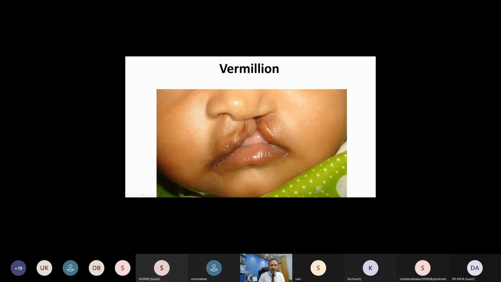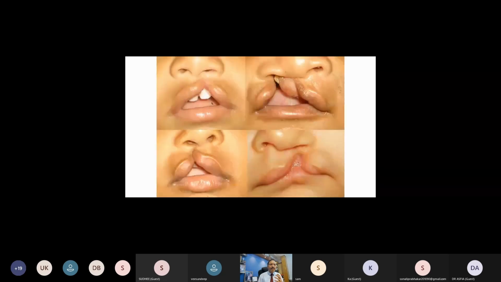Now look at the vermilion and the vermilion border, and look at the dry mucosa and the wet mucosa and what happens to this. Now look at different lips. So here the vermilion border is very prominent and here it is not. So the prominence of the vermilion border may be different in different patients, and in some patients it may be difficult to identify where the vermilion border is ending.